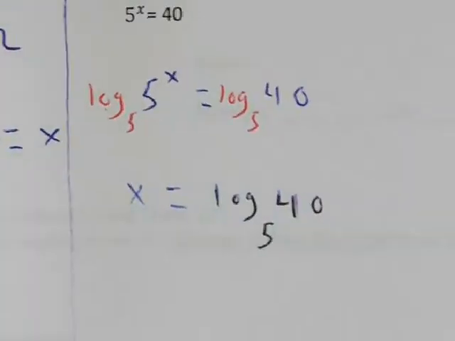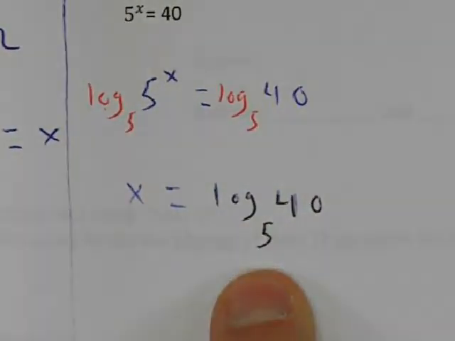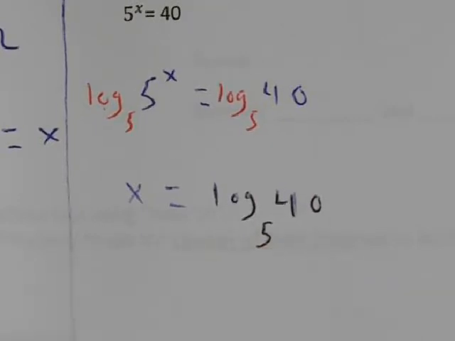Okay, so we get the log of 40 base 5. And then that is our answer. That's exactly what we want. Okay, but again, this doesn't do us a lot of good because I can't punch that in my calculator. So then let's do the change of base theorem here.